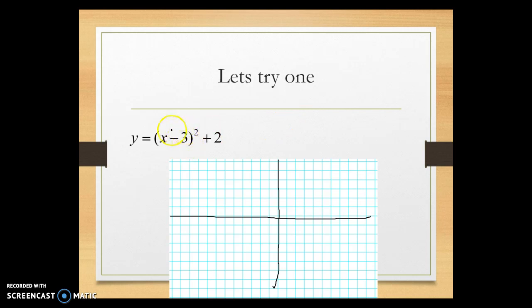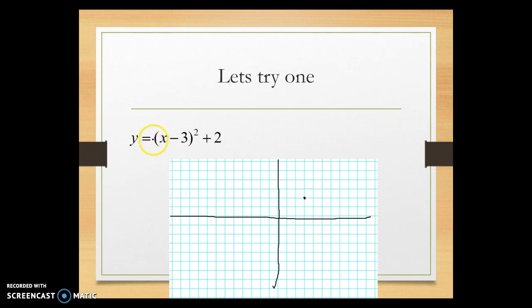Now, again, this is a horizontal shift, and when you're inside, it's the opposite. So it says minus 3, but that just means that my vertex is actually going to be forward 3. 1, 2, 3. And then outside of the squared is our vertical shift up 2. So I can say forward 3, up 2. And there is my vertex. This opens up because it's positive. Okay, there's no negative out in front.